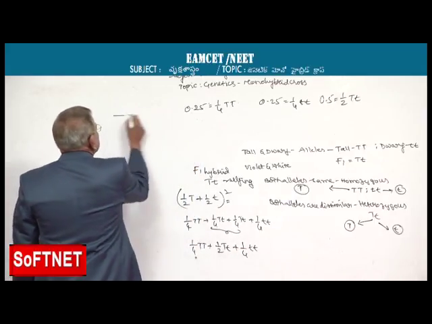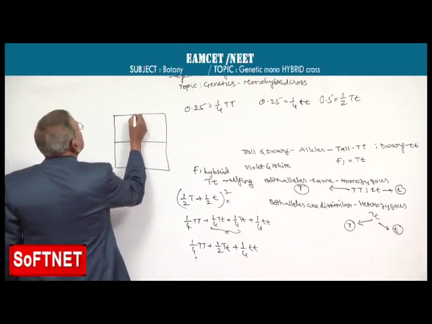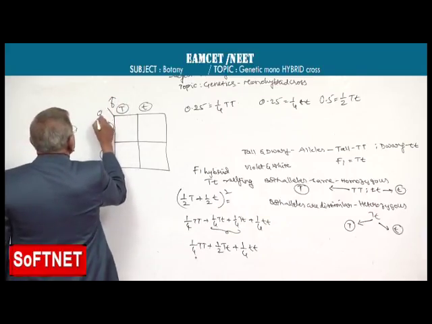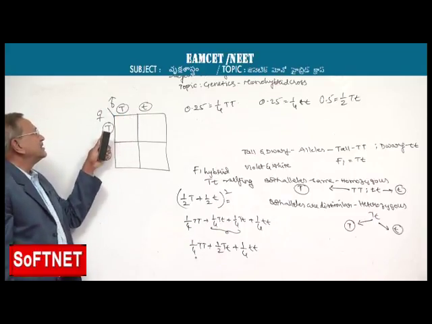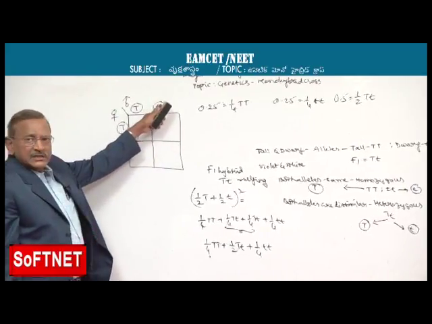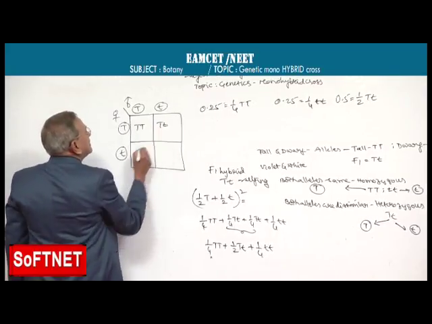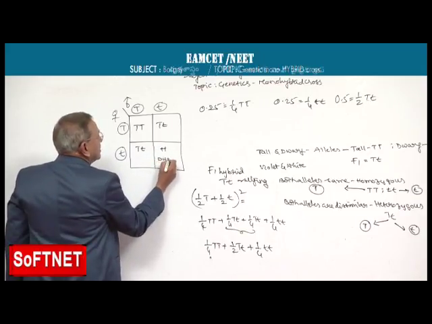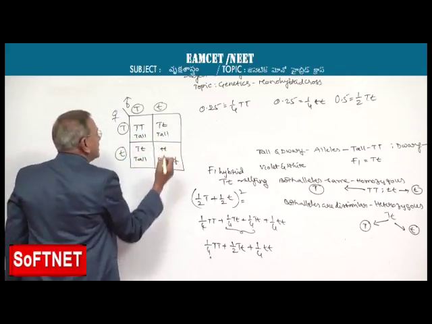So from looking at the Punnett square for F2 progeny, 50% male gametes have capital T, 50% female gametes also have capital T, remaining 50% female gametes have small t, remaining 50% male gametes have small t. So this is TT and small t. This is dwarf, this is tall, this is also tall, this is also tall.